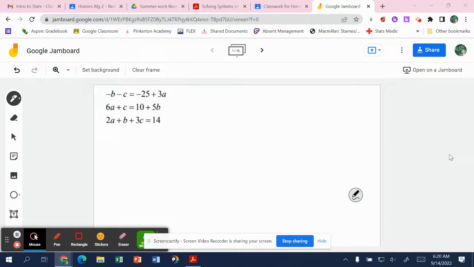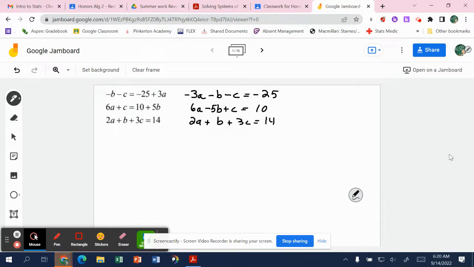So I'd take the 3a and subtract it over. So I'd have minus 3a minus b minus c equals negative 25. And the same thing on the second one, I'd subtract the 5b, and I would line up my variables. So I have 6a minus 5b plus c equals 10. And the last one's already in standard form, so I have 2a plus b plus 3c equals 14.